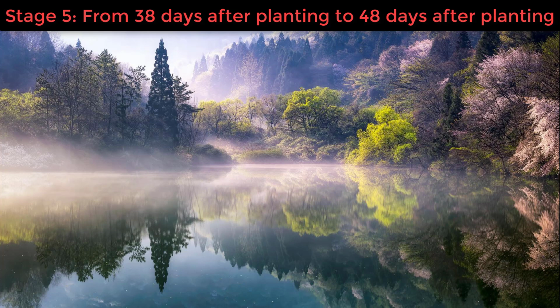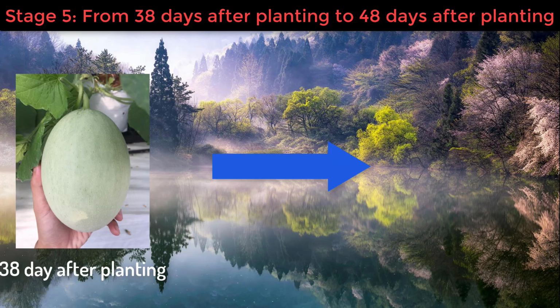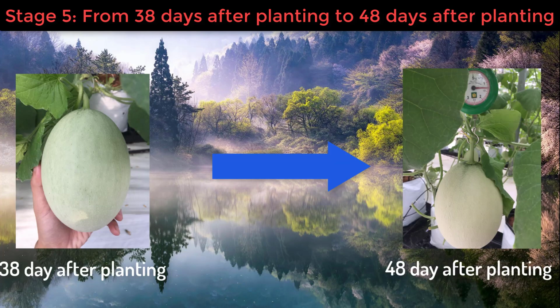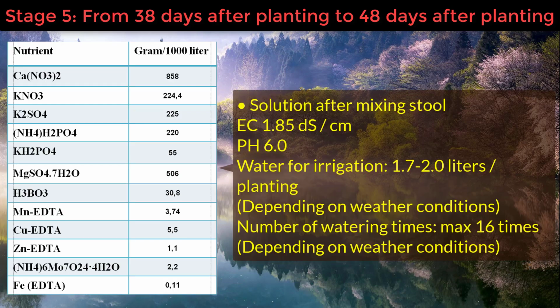Stage 5 from 38 days after planting to 48 days after planting. Solution after mixing stool EC 1.85, pH 6.0, water for irrigation 1.7 to 2.0 liters per planting, depending on weather conditions. Number of watering times, max 16 times, depending on weather conditions.